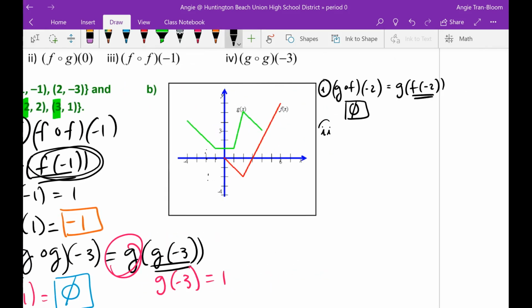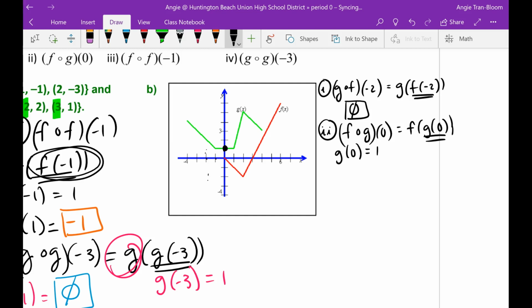Move on to 2i. 2i says f composed with g of 0. By definition, f of g of 0. So you're going to do the inner component first. Go find 0. 0 is right here. The g is the green function. So g of 0 is 1. Now you have to do the outer component. Put 1 in here. Now go to the red function because it's talking about f of 1. Here's 1 for f. This dot right here is about -1. So your answer is -1.